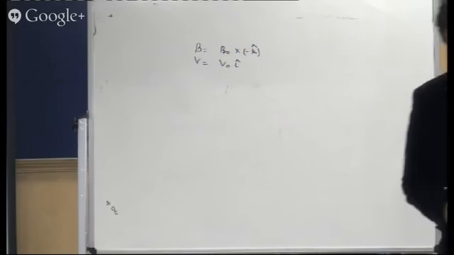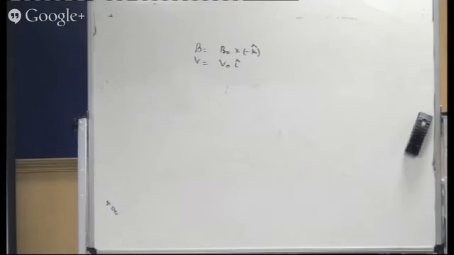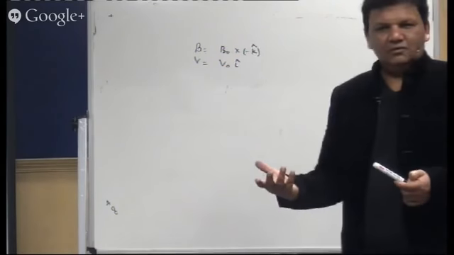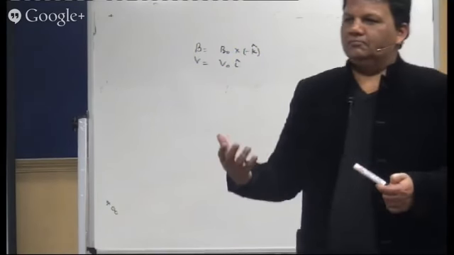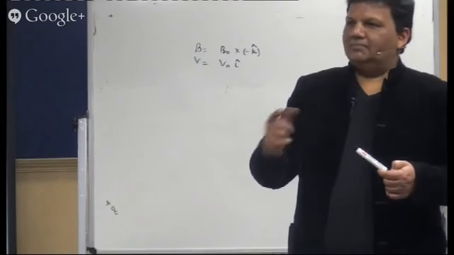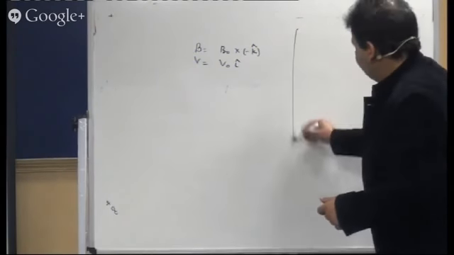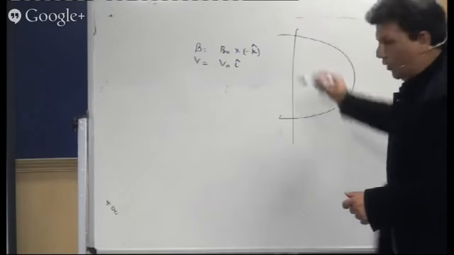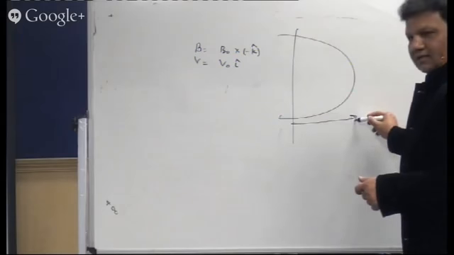R. Because this is non-uniform, it will not be R. It will be something else. R is simple, right? R is mv by qB. So if B was uniform, the maximum, understand? I released the particle from here, and it came back after turning. What he's asking is, what is the maximum x? So what will the maximum x be?